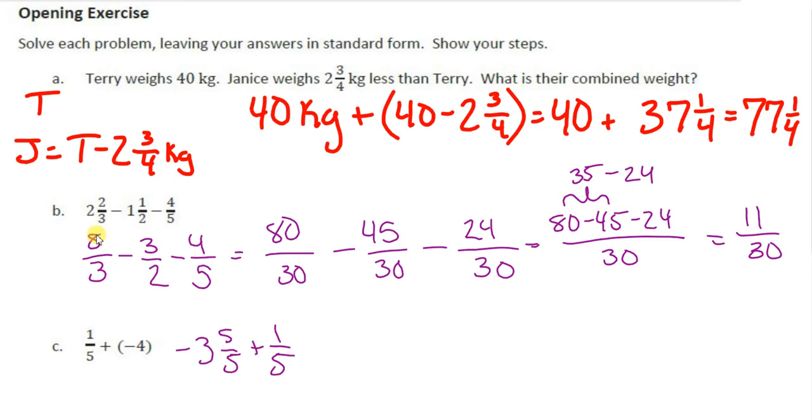You owe somebody 5 quarters, and you pay them back 1 quarter. How many do you still owe them? Right, 4. So that means this is going to be a -3 4/5. There you go. You're doing fantastic. I'm proud of you so far.